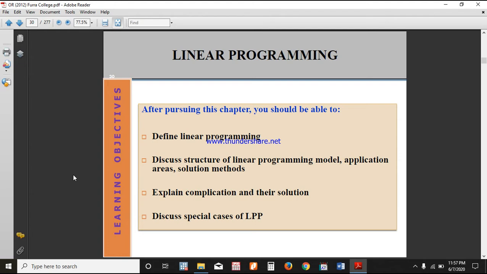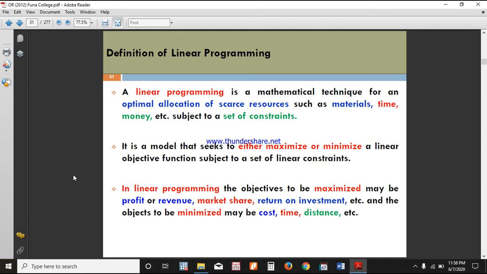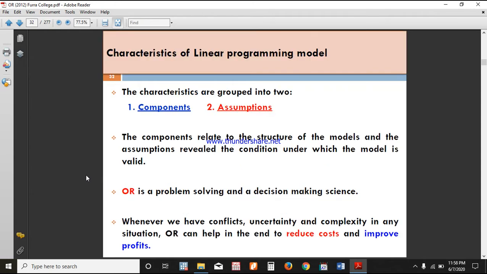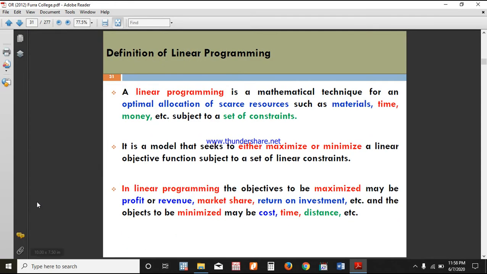After completing this chapter, you are going to define what linear programming is, and also discuss the structure of the linear programming model, application areas and solution methods, and explain the formulation and the solution for this linear programming model. When we come to the definition, a linear programming model is a mathematical technique for optimal allocation of resources, which can be to maximize or minimize the resources.